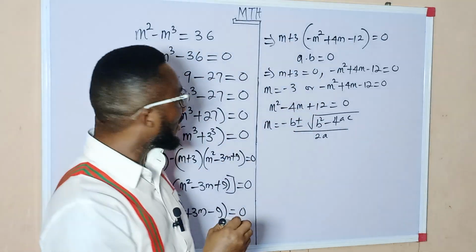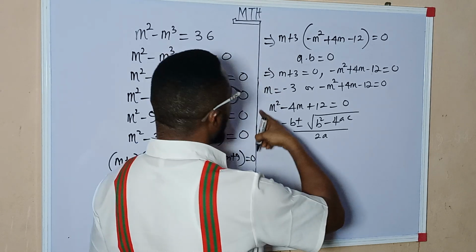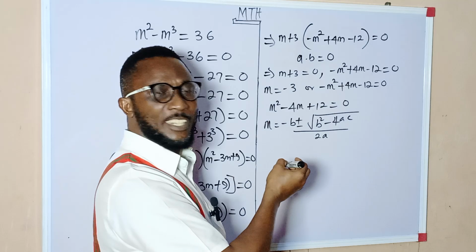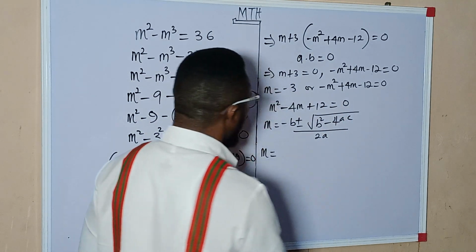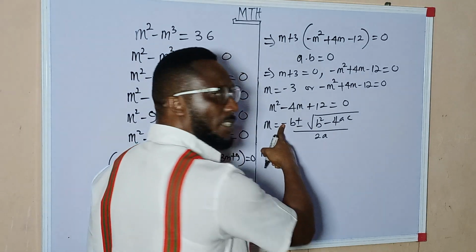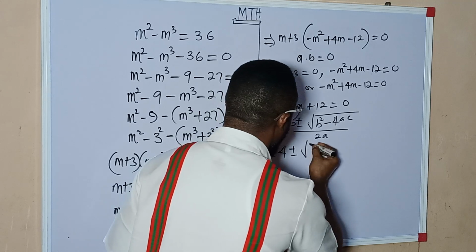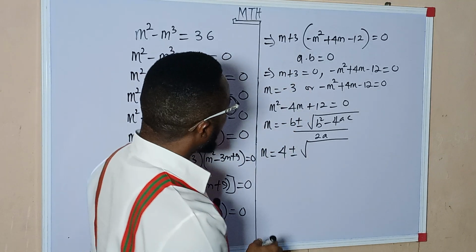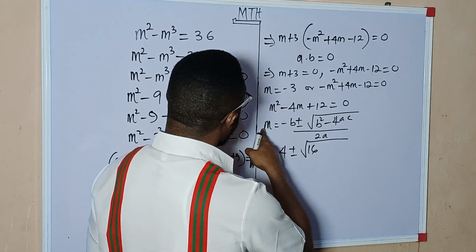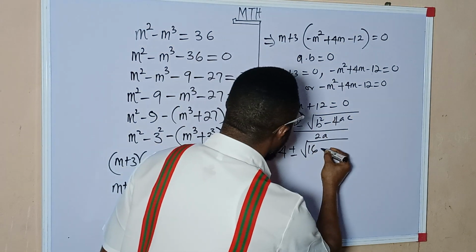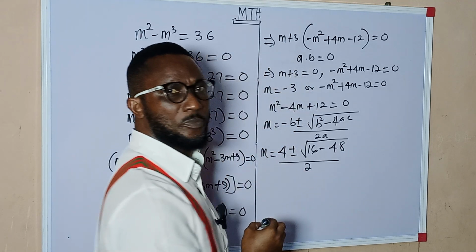So guys, this is becoming very interesting. So the value of a is 1, the value of b is negative 4, and the value of c is 12. So I will plug them into this formula. Because there's a negative sign here already, we are going to be having positive plus or minus. Now, the square of negative 4, that will give us 16. 4 multiply 1 multiply 12, that will give us 48, all divided by 2.